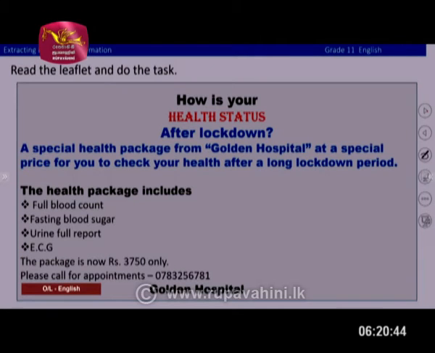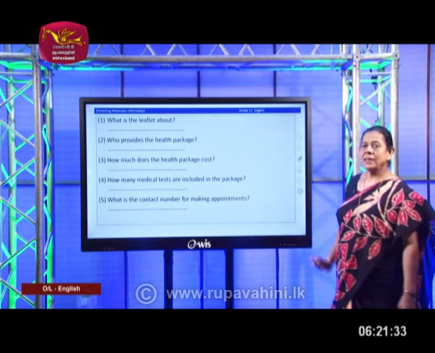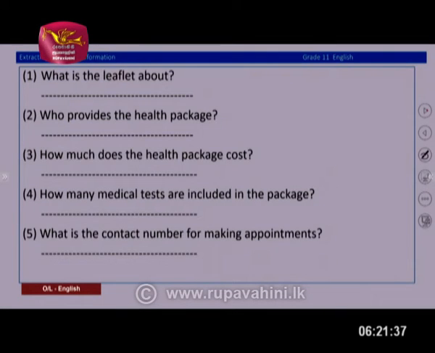Shall we read the leaflet together? How is your health status after lockdown? A special health package from Golden Hospital at a special price for you to check your health after a long lockdown period. The health package includes full blood count, fasting blood sugar, urine full report, ECG. The package is now 3,750 rupees only. Please call for appointments 078-325-6781, Golden Hospital. Right. Start doing the activity. Answer the questions quickly.